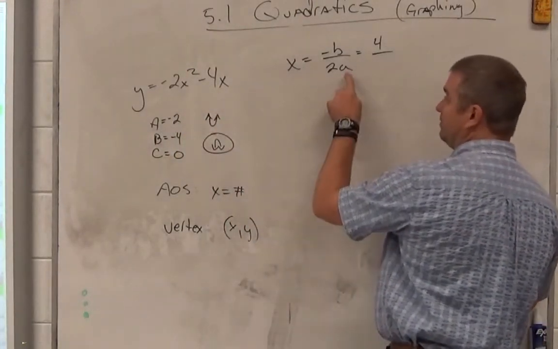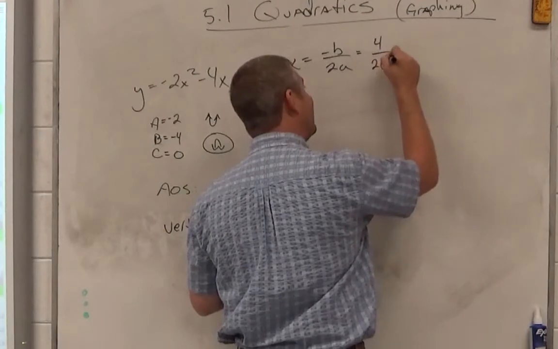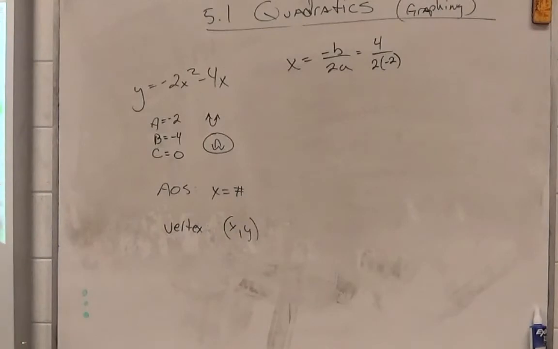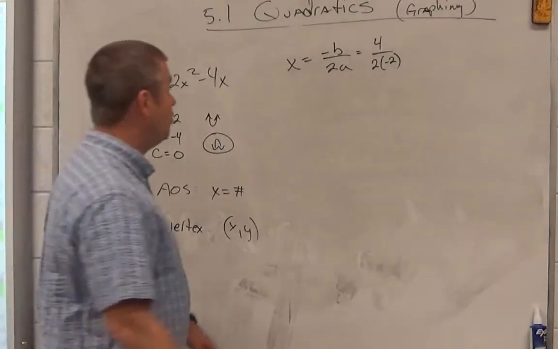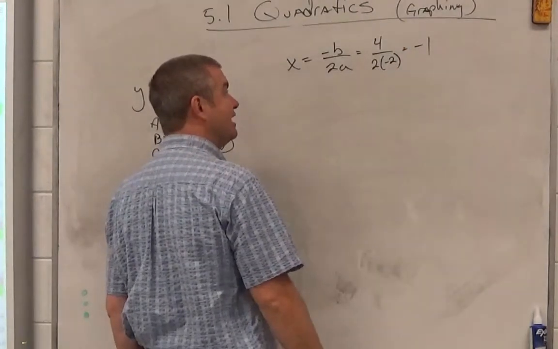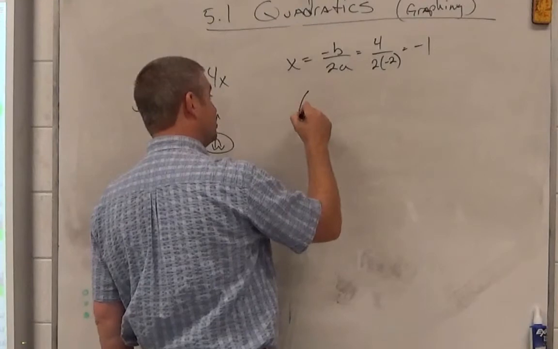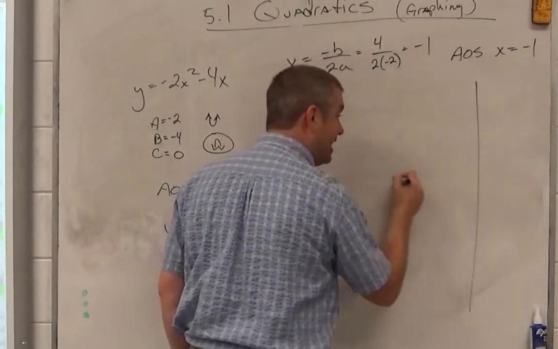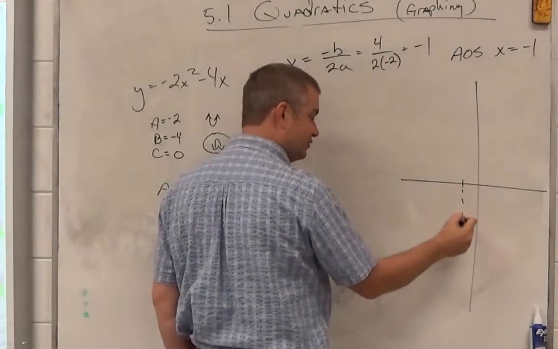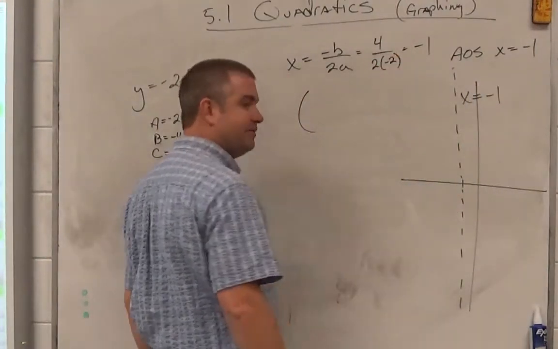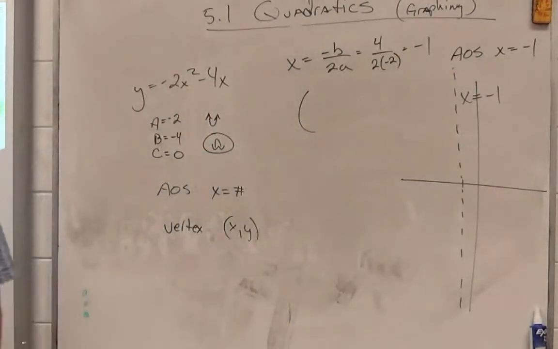So when I take negative 2 and put it right there, I'm going to have 2 times negative 2. What is 4 divided by 2 times negative 2? What does that become? Not 1. Negative 1. 4 divided by negative 4 is negative 1. So our axis of symmetry, AOS, is x equals negative 1. If I had asked you to graph, I didn't, but there's our axis of symmetry. It's an imaginary line, X equals negative 1. It's right down the middle of the parabola. It breaks it up into 2 equal halves.